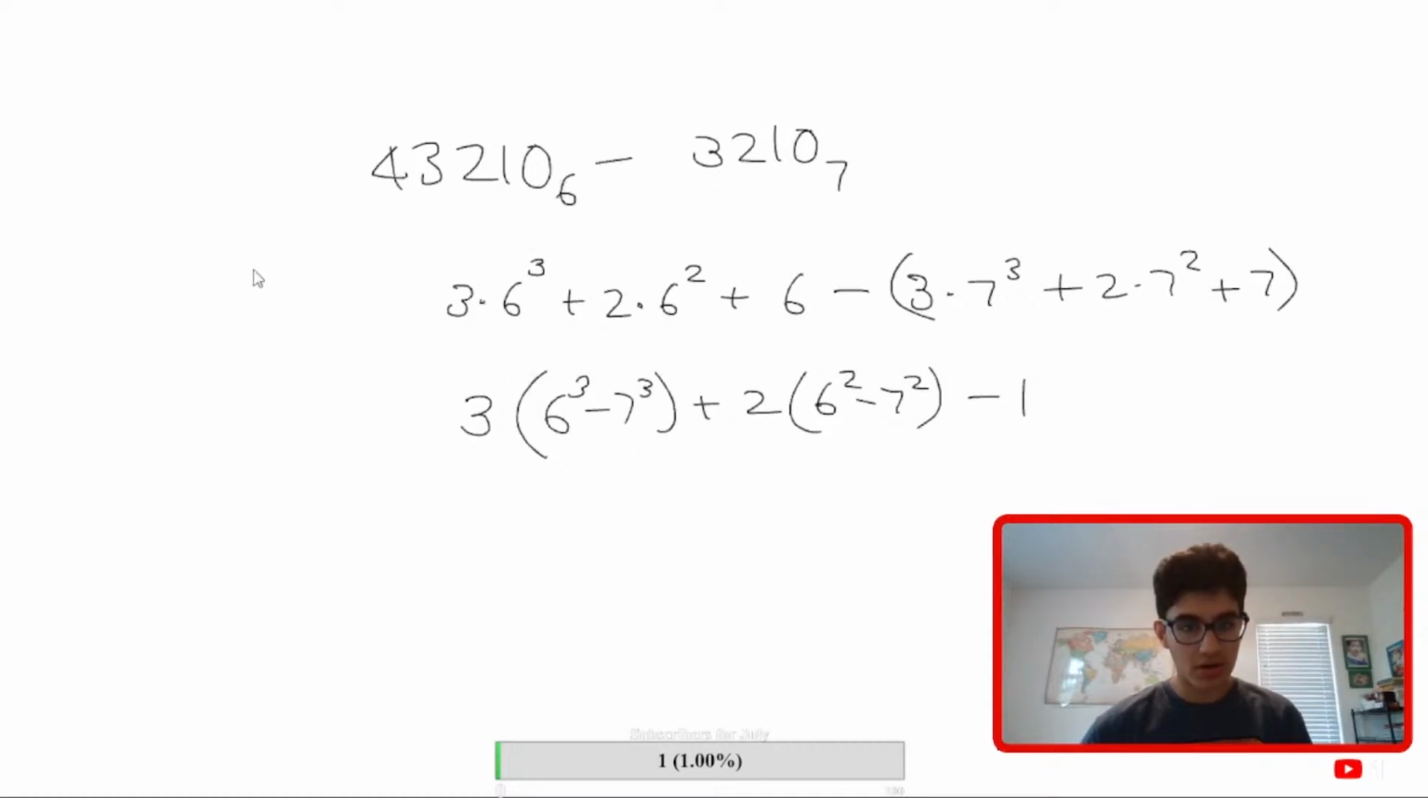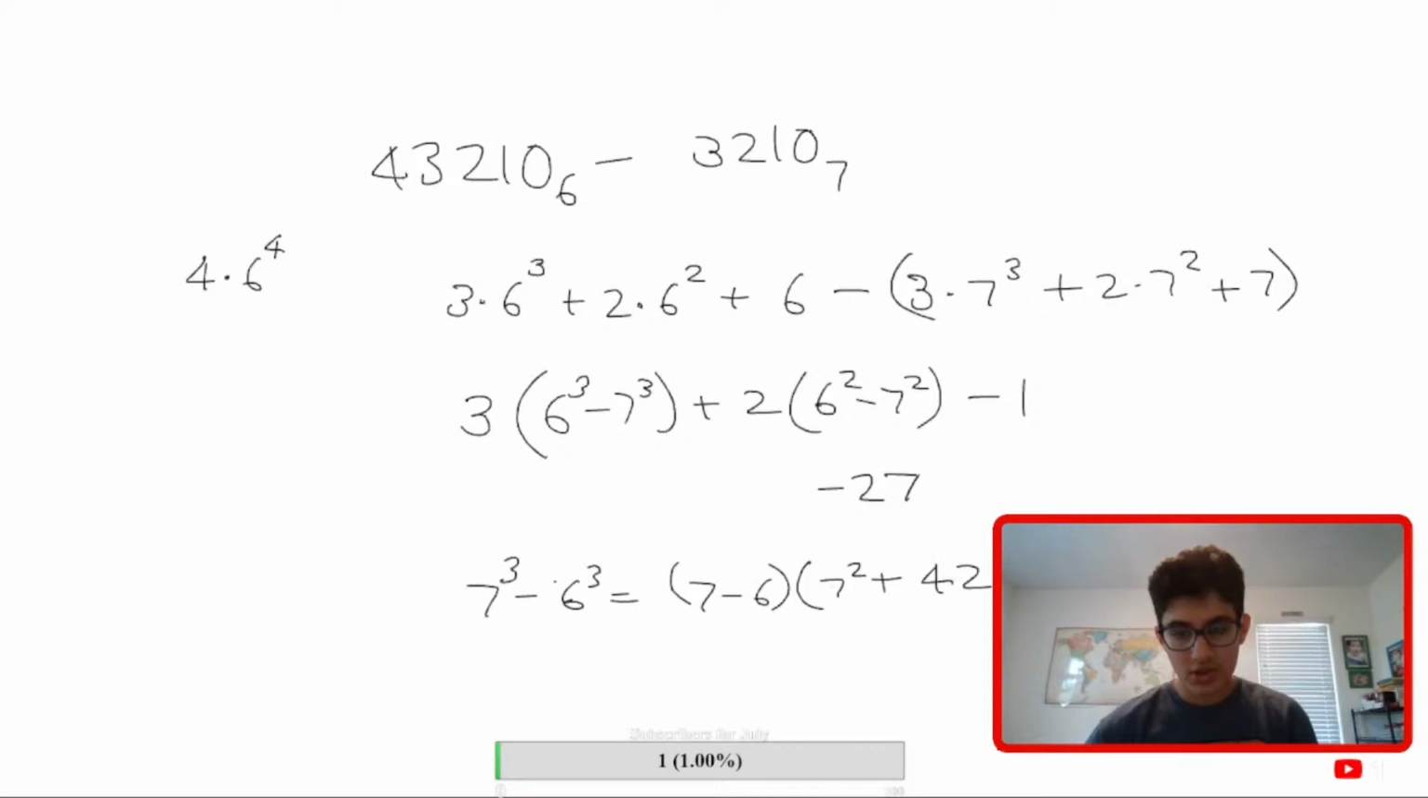And then over here we've got 4 times 6 to the 4th. Okay, over here, what is this going to be? 6 squared minus 7 squared is just negative 49 and 36. So 13, so negative 13, so minus 27. Then what is this? 7 cubed minus 6 cubed is equal to 7 minus 6, so that's 1 times 7 squared plus 42, so 7 times 6 plus 36, 6 squared.